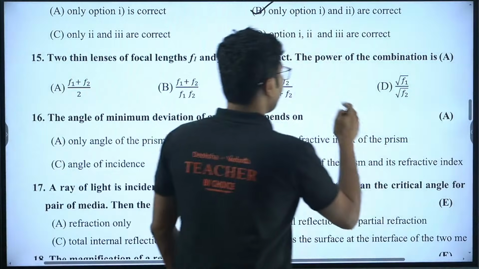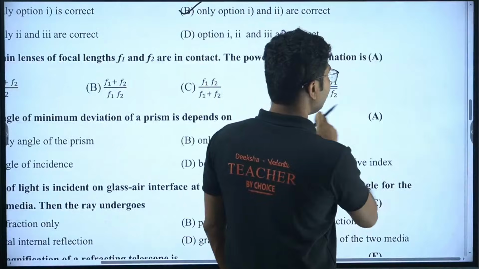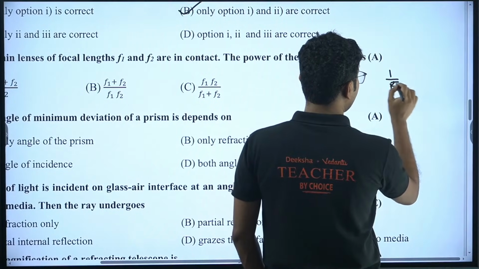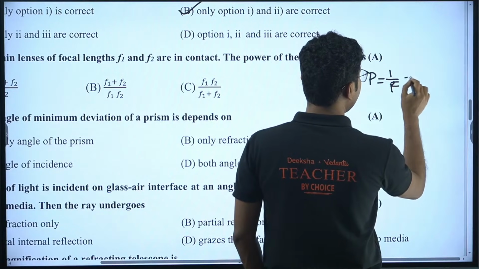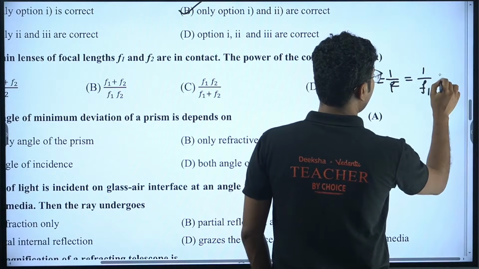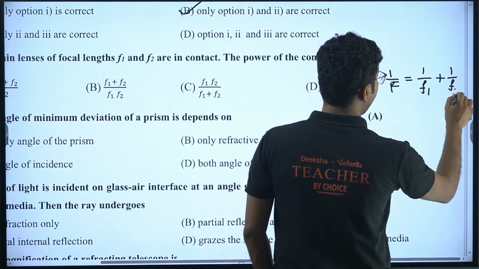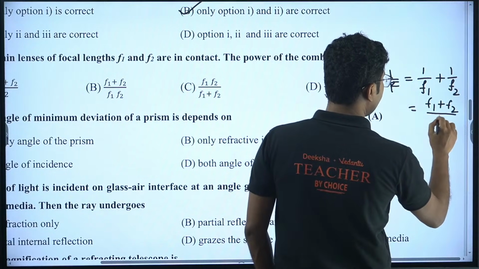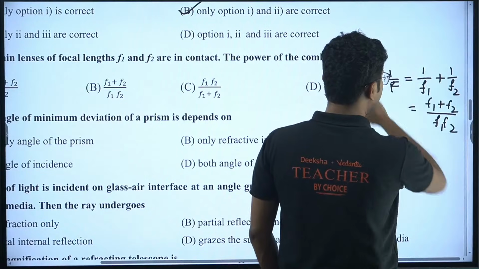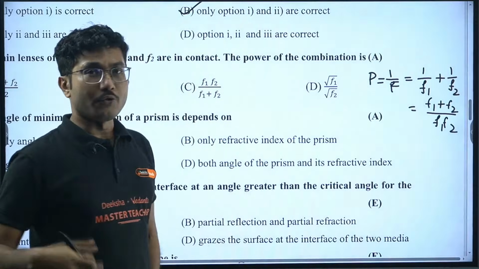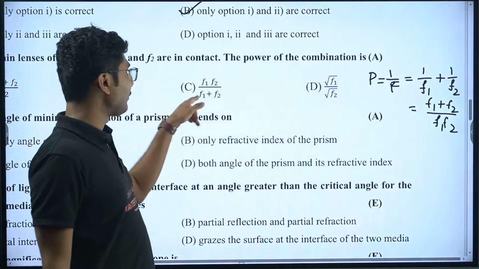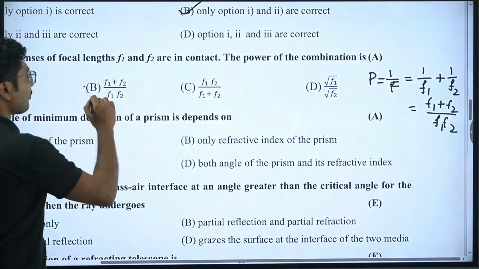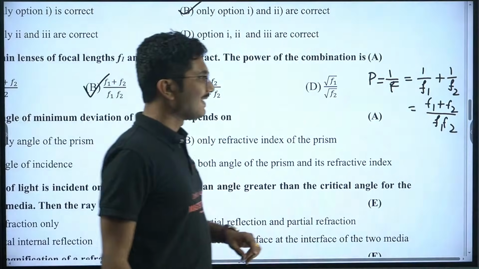So power is given by 1 by f, and that is given by 1 by f1 plus 1 by f2. So that is (f1 plus f2) divided by f1 f2. So this is directly the power. If they ask you focal length, then it will be f1 f2 by (f1 plus f2), but because they asked you directly the power, that means option B is correct, not option C.